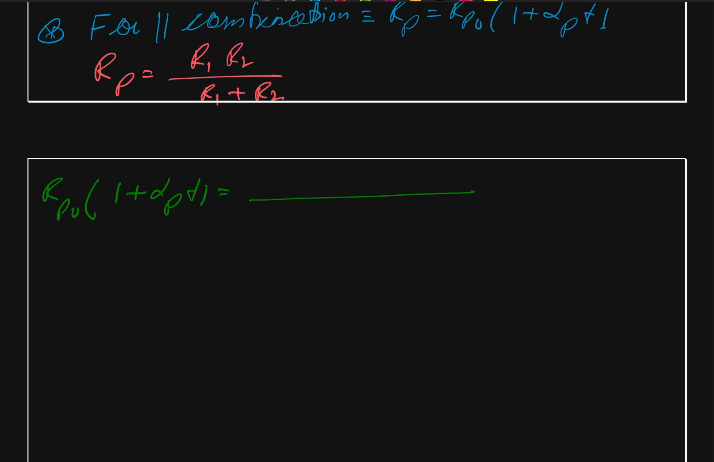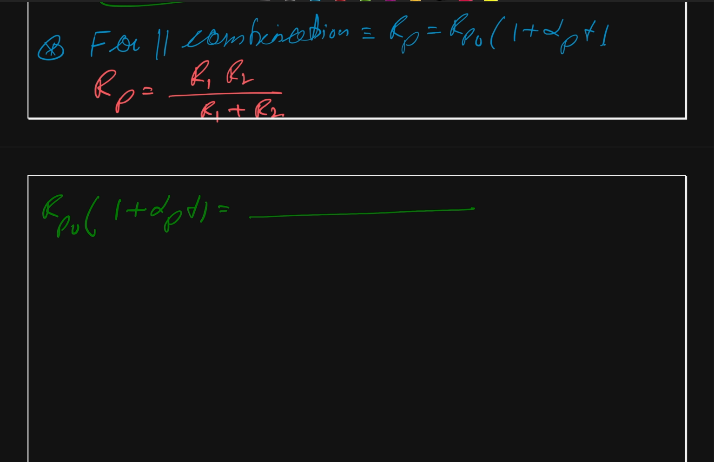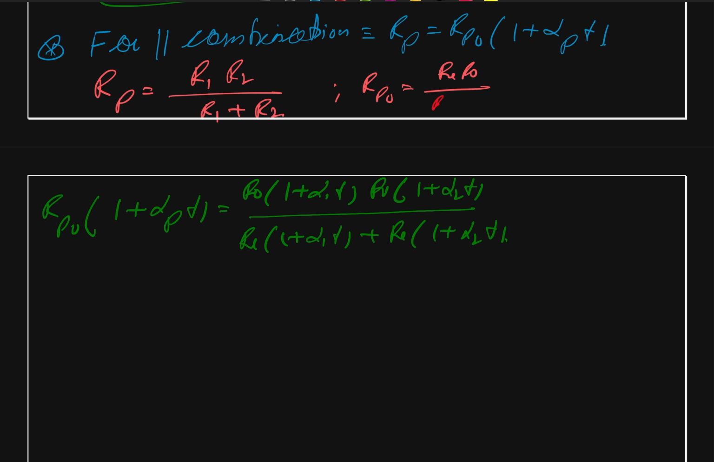so in the numerator it will be the product of both. So we get R naught (1 plus alpha 1 T) times R naught (1 plus alpha 2 T). In the denominator it will be the addition, so R naught (1 plus alpha 1 T) plus R naught (1 plus alpha 2 T). We can also say that Rp naught will be equal to R naught multiplied by R naught over R naught plus R naught, which gives us R naught by 2.